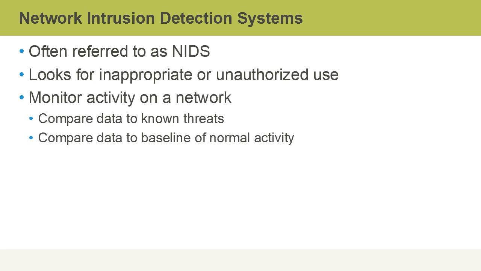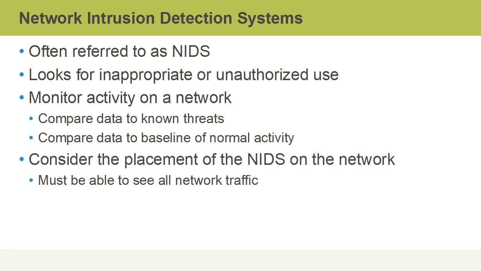So it can be configured to compare current activity data to known threats on the network, or it can be configured instead of or in addition to compare current activity data on the network to a baseline of normal activity. But much as is the case with a host intrusion detection system, a network intrusion detection system has to have an existing baseline of normal activity. And what's normal on a network within one company will be different from what is normal on a network for a different company. So it is specific to an organization.